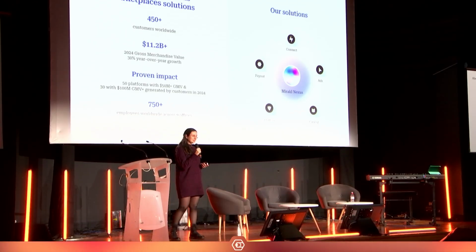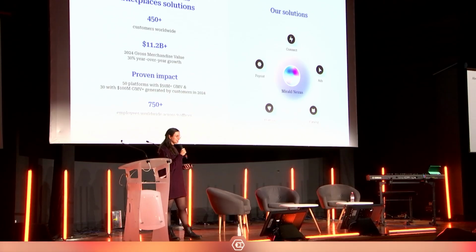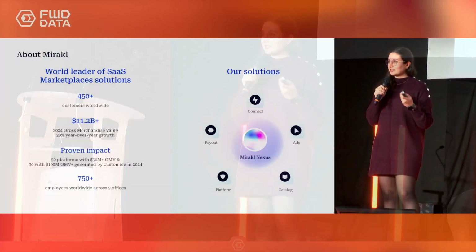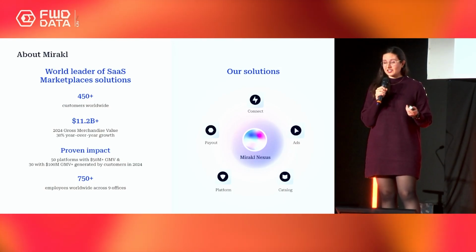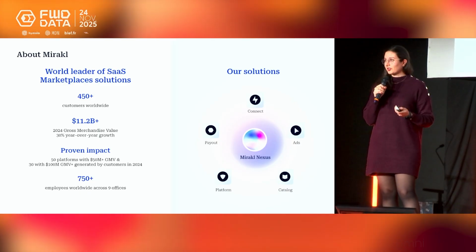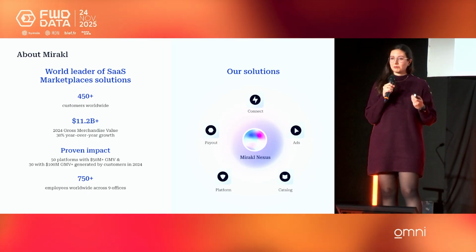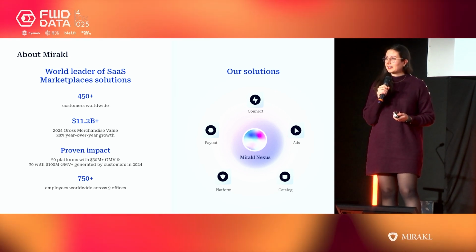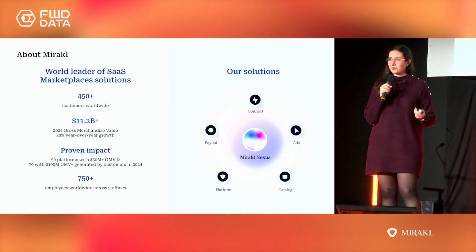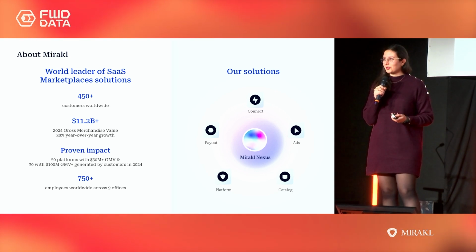Mirakl is the world leader of SaaS marketplace solutions. It caters to 450 customers worldwide, helping them increase their revenue. And today we're at the forefront of agentic commerce with two of our new products, Mirakl Nexus and Mirakl Catalog, both leveraging GenAI and helping operators and sellers reach their full potential.